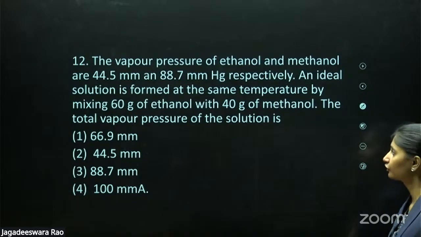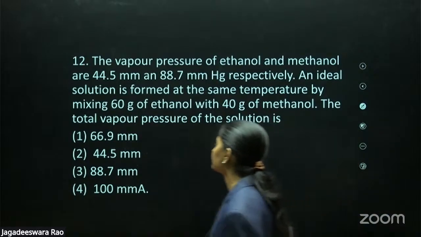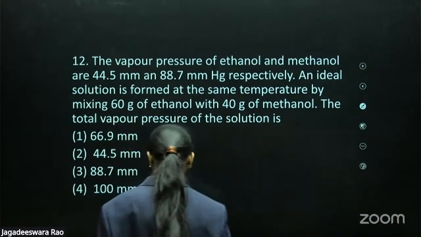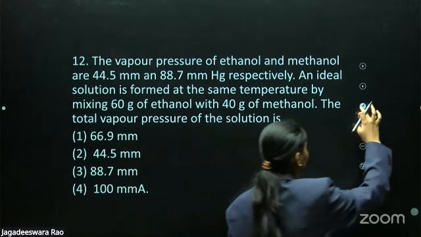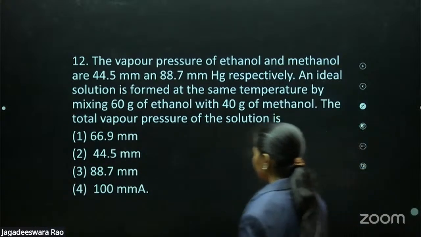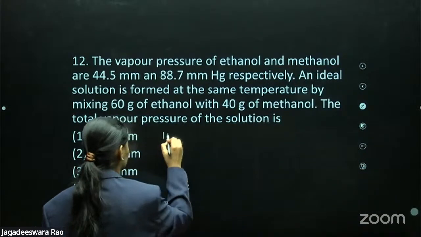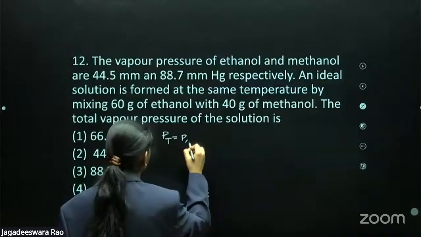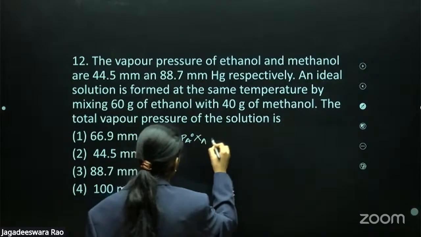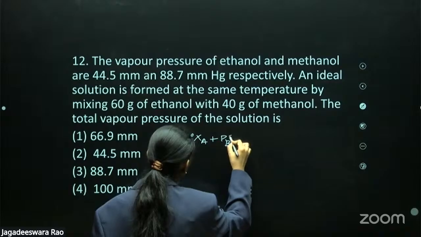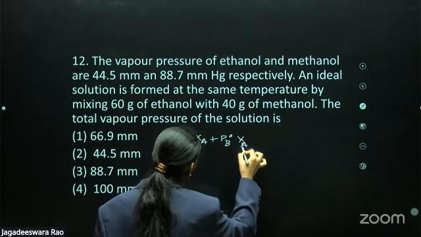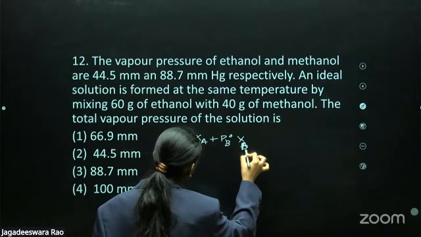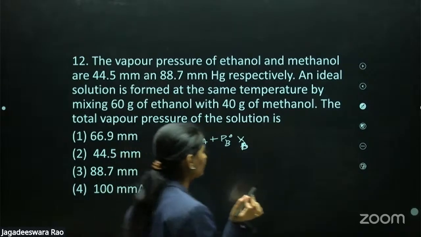Try the question. You know the methanol and ethanol formulas, right? I've given the mass, but they're asking for the total vapor pressure. So the formula will be P total equals PA naught XA plus PB naught XB. Correct, students? Now you have to find XA and XB, but I've given the mass. First we'll find the moles.